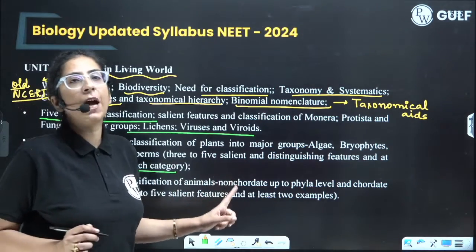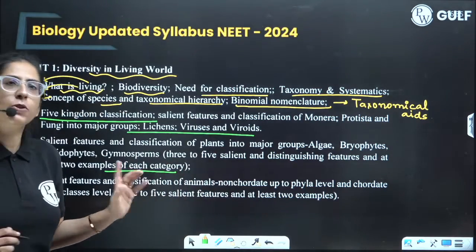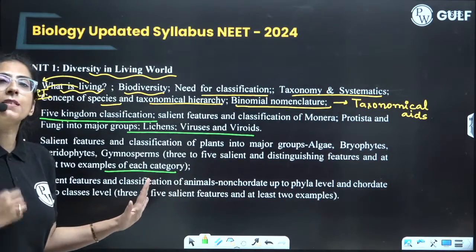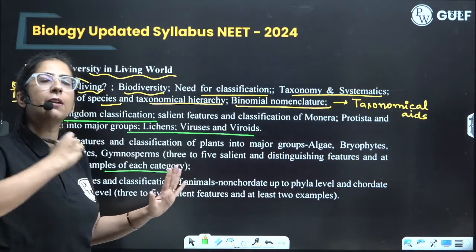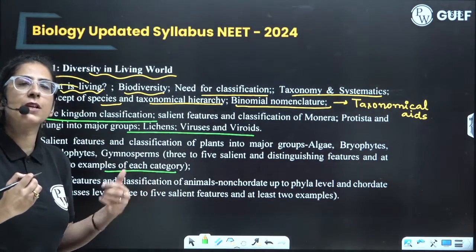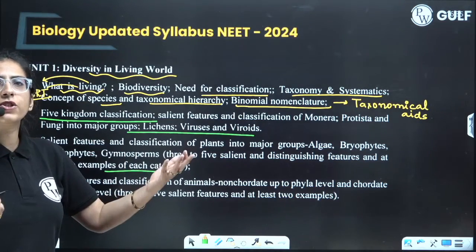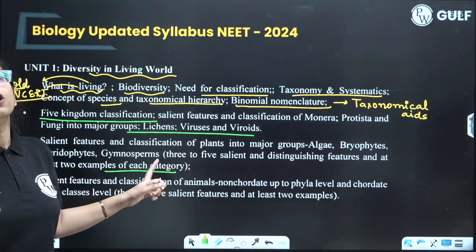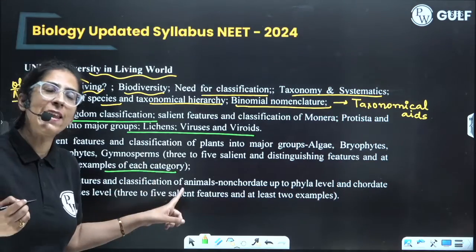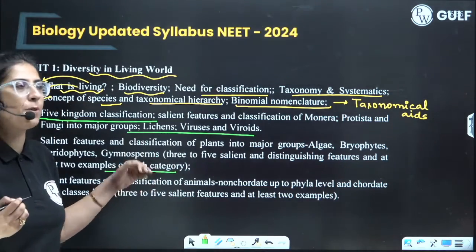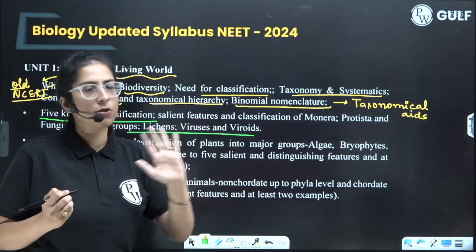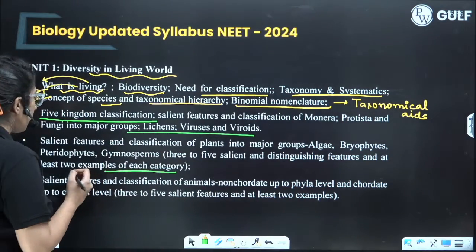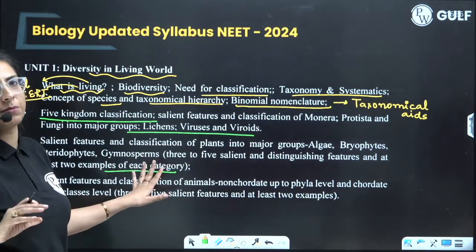From this chapter, angiosperms have been deleted. But don't worry, angiosperms you will be studying in the 12th standard, in the chapter sexual reproduction in flowering plants. Alternation of generation, there also you will study. So it is deleted from class 11th in this particular chapter, but it is there in the class 12 syllabus, so don't worry about it. As such, nothing is deleted from this chapter.